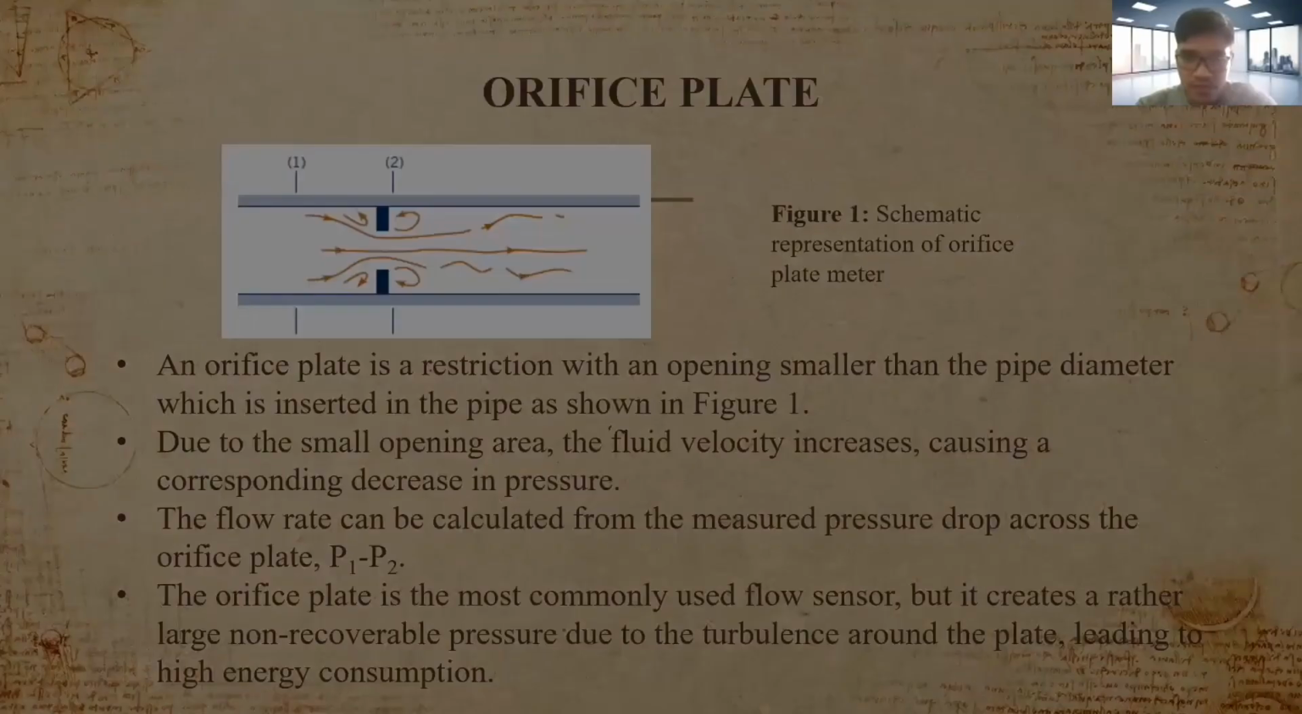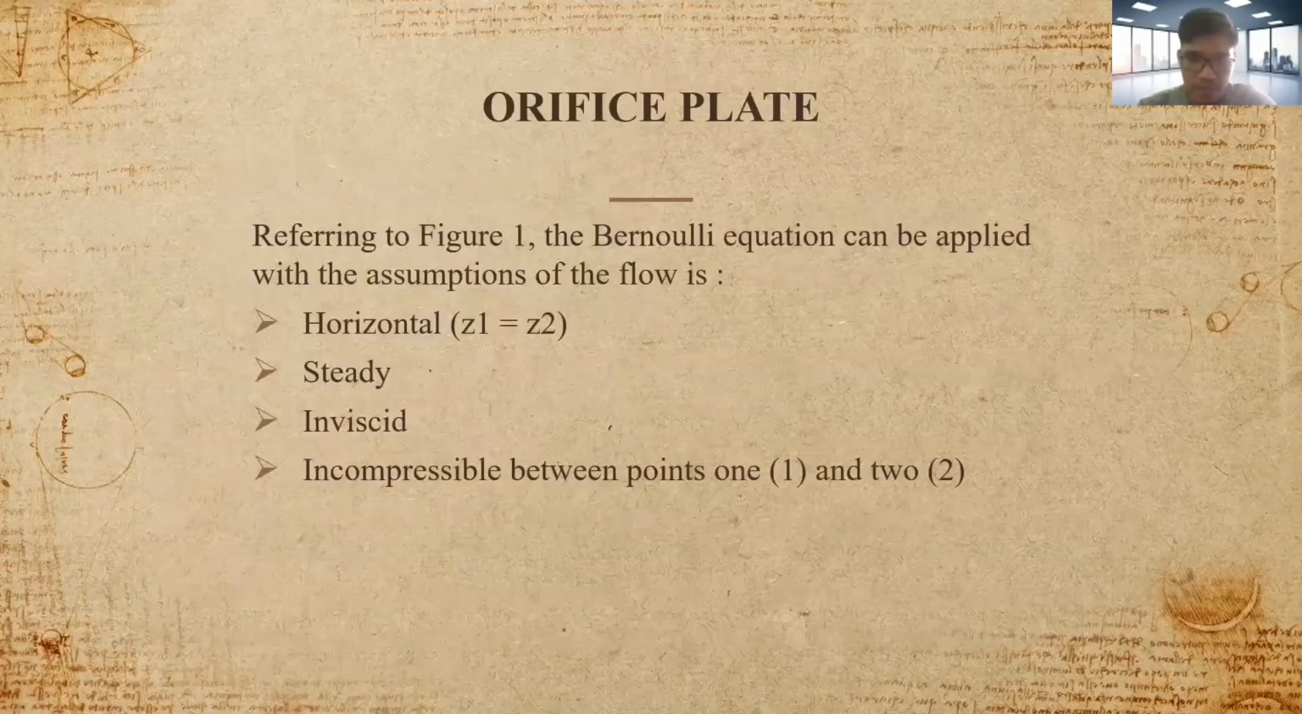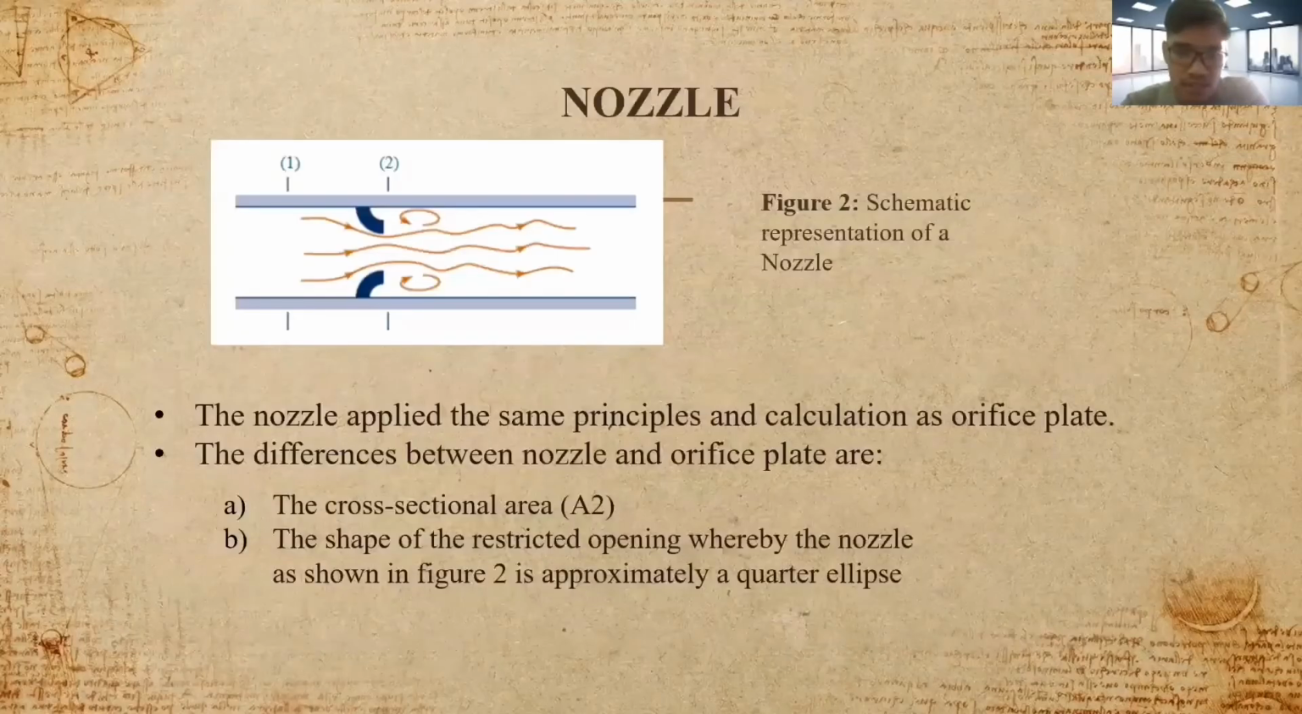Referring to Figure 1, the Bernoulli equation can be applied with the assumption that the flow is horizontal, steady, inviscid, and incompressible between point 1 and point 2. Next is the nozzle. The nozzle applies the same principle and calculation as the orifice plate. The differences between the nozzle and orifice plate are the cross-section area and the shape of the restricted opening, whereby the nozzle, as shown in Figure 2, is approximately a quarter ellipse.